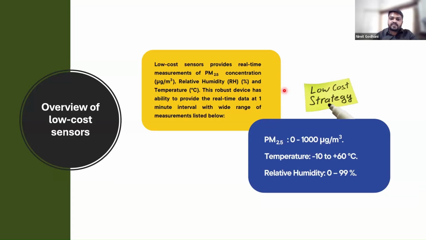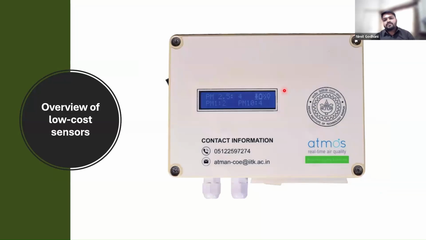The PM 2.5 range is between 0 to 1000 micrograms per meter cube, while temperature is -10 to +60 degrees. If you are living in an extreme area with very high temperature or very low temperature, less than -10 degrees, then we have to move to other sensors. Relative humidity is 0 to 99. So this is one kind of sensor that we have installed in Uttar Pradesh and Bihar, the IGP region of India, where you can see PM10, PM1, PM 2.5, all the parameters.